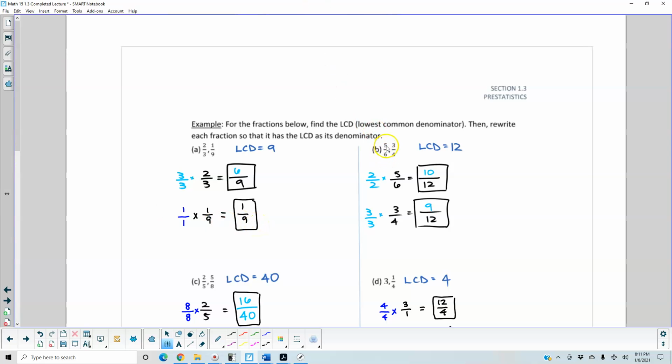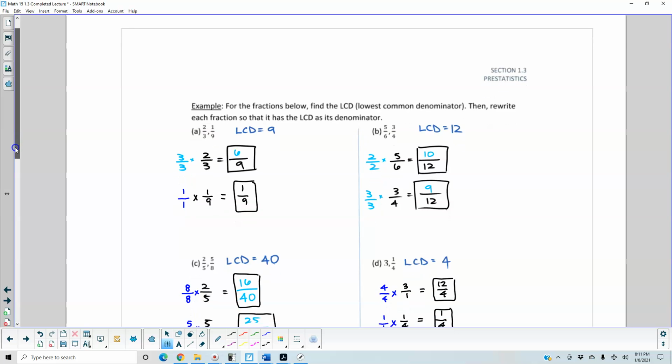For part B, we have 5 over 6 and 3 over 4. So the least common denominator between 4 and 6 is 12. So if we want to rewrite 5/6 with the denominator 12, we have to multiply 6 times 2 and also 5 times 2, which gives us 10 over 12. For 3/4, we want a denominator of 12 again. So 4 times 3 is going to give us 12. So therefore 3 times 3 is going to give us 9, which is 9 over 12.